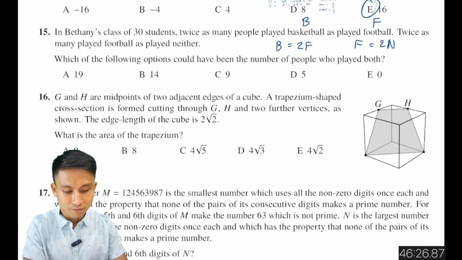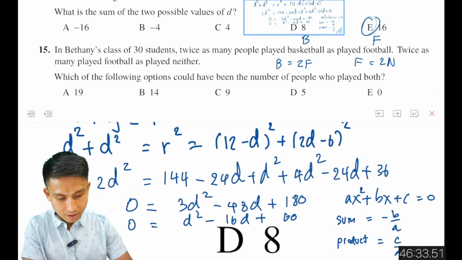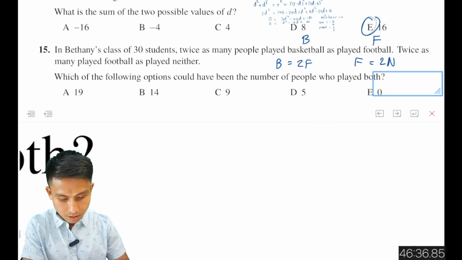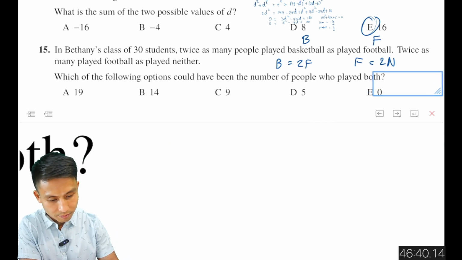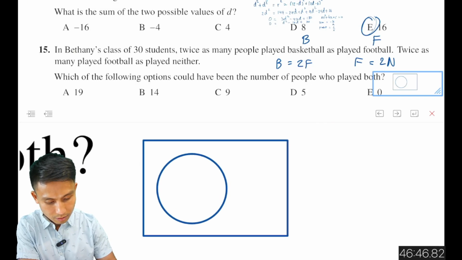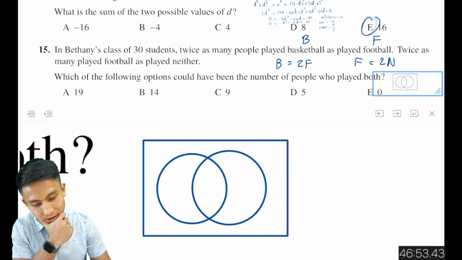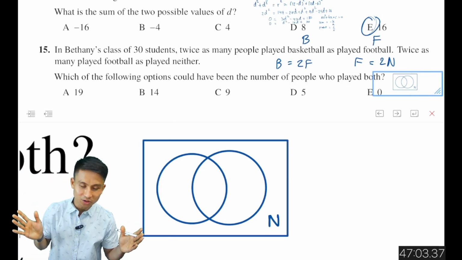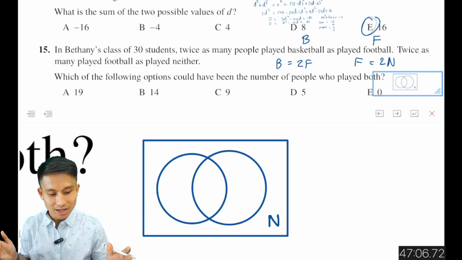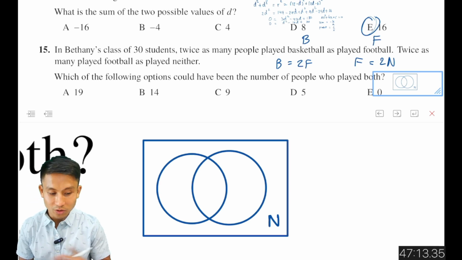Alright, so let's do a Venn diagram, right? So let's do it here. Okay, so we have a Venn diagram looking like this. Twice as many people played football as neither. So let's say neither is N, because it's outside the two circles there. But then we have N to be F over 2, right? Oh no, F is 2N, sorry.